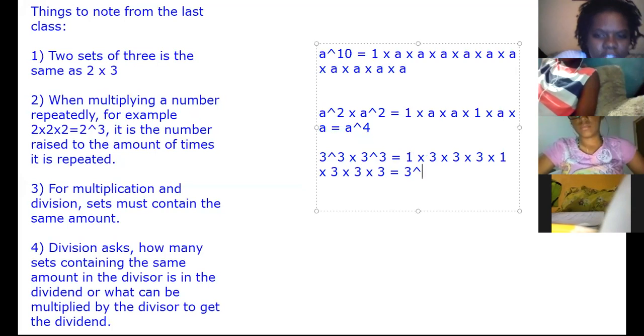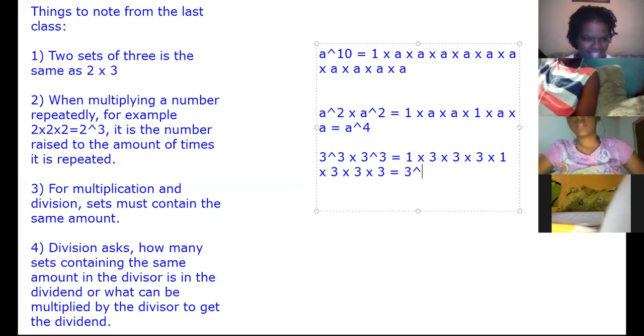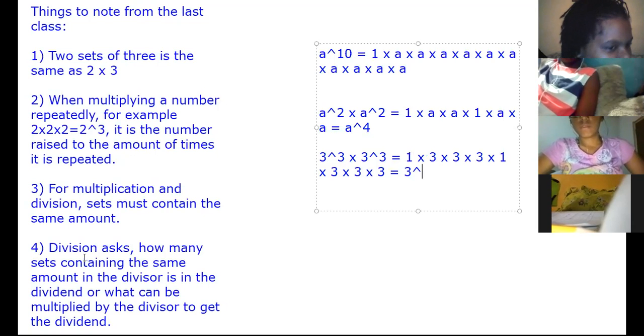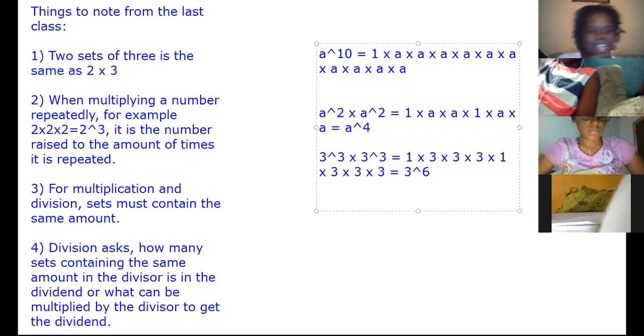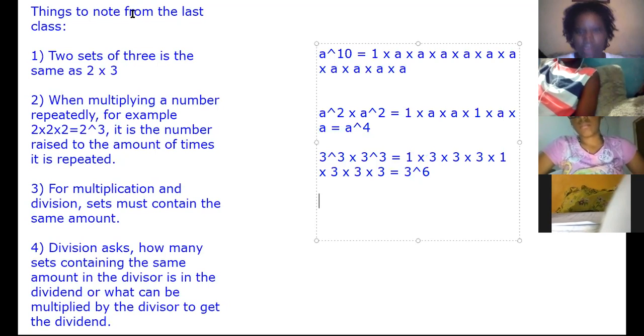Everybody see that? 3 raised to the 2? 3 raised to 4? Hold on. 3 raised to the, what's the answer? 4 or 6? 6. Everybody seen that? All right. So my question now, a to the 2. Let me write it differently.